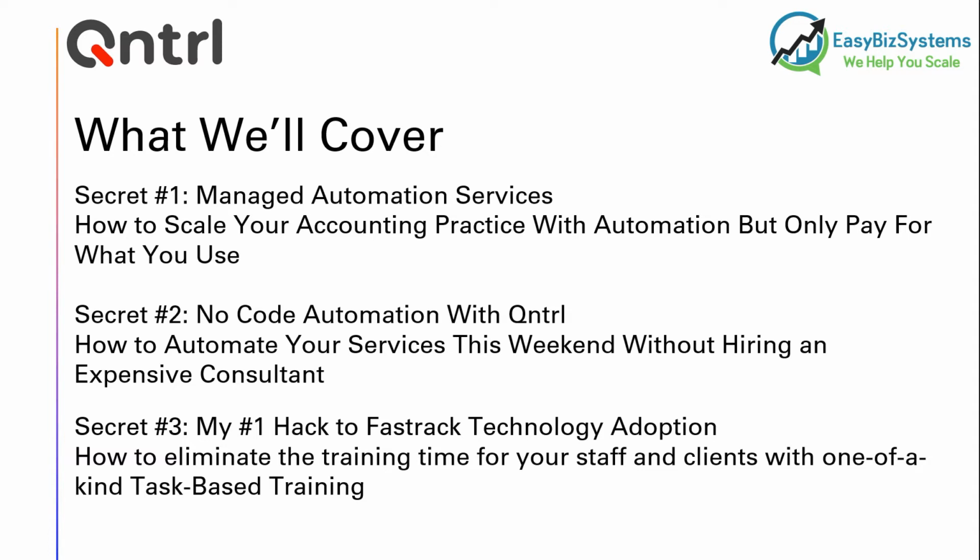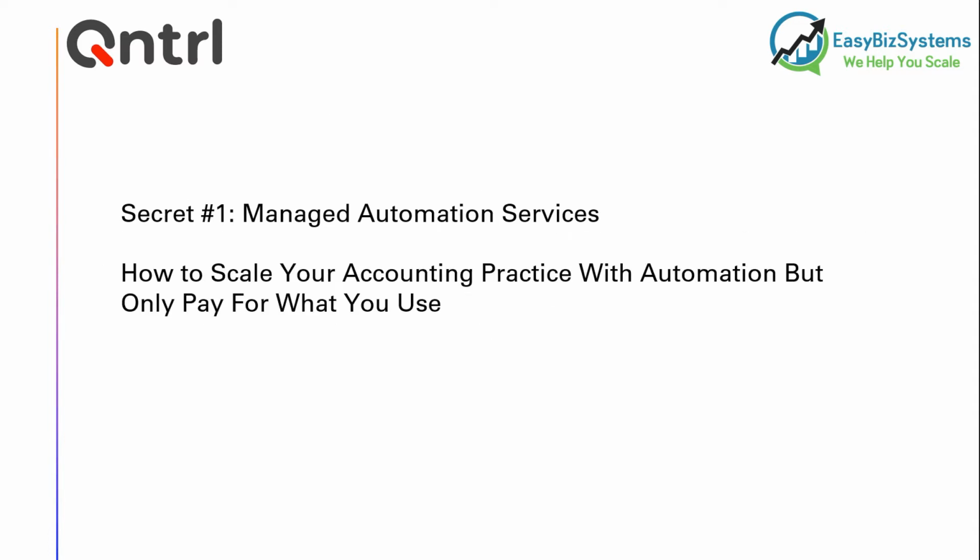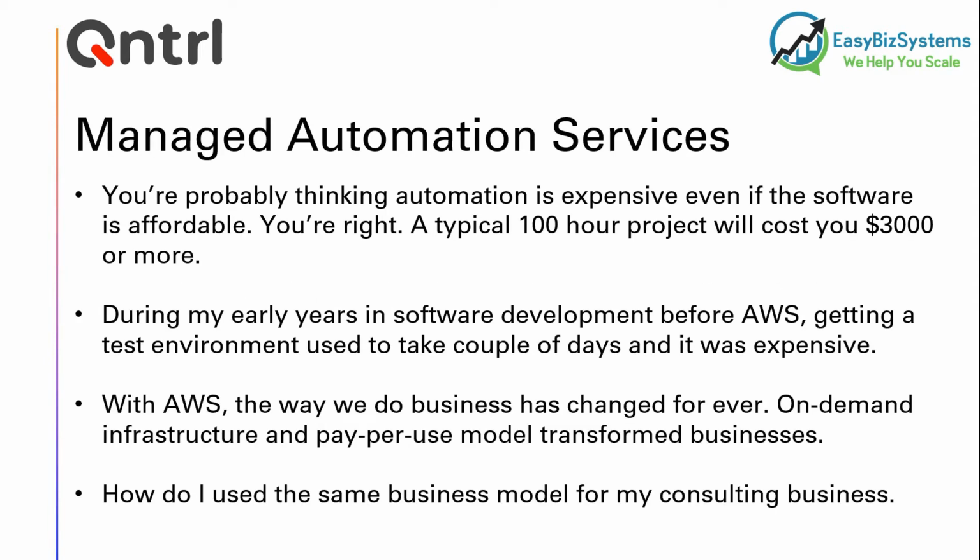Right, so let's go on. Let's look at the first one. So let me continue. So you're probably thinking, automation is expensive even if software is affordable, and you're right. A typical 100 hours project will cost you anywhere between $3,000 to $5,000 depending on the kind of consulting firm you're working with, right? So let me tell you a story.